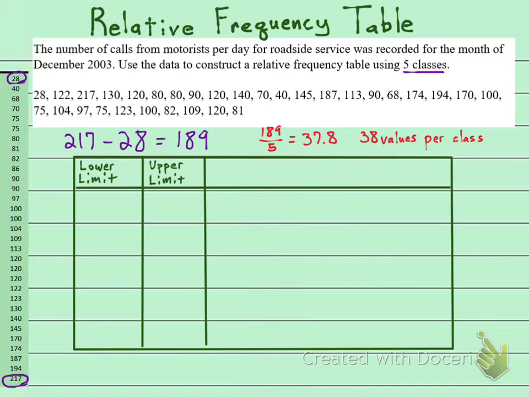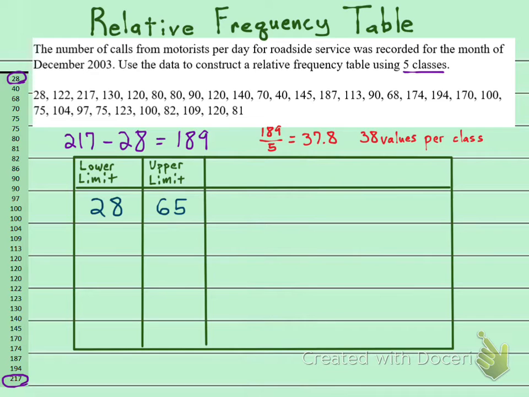You have to think about this part. My lower limit needs to include the smallest number, which is 28. Now that's one value, so if I need 38 values here, I already have the 1. So I only need to go up 37 more. 28 plus 37 is going to give me 65. Anything between 28 and 65, including those numbers, is going to go in this class.